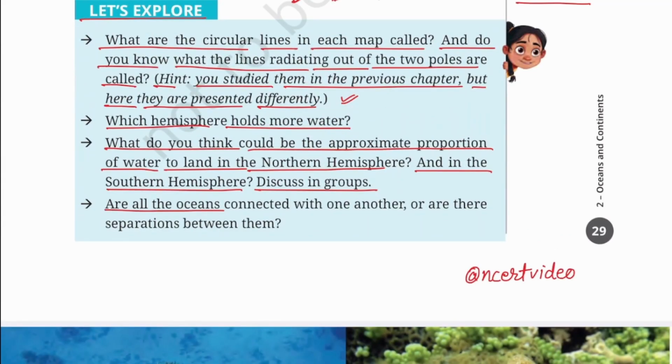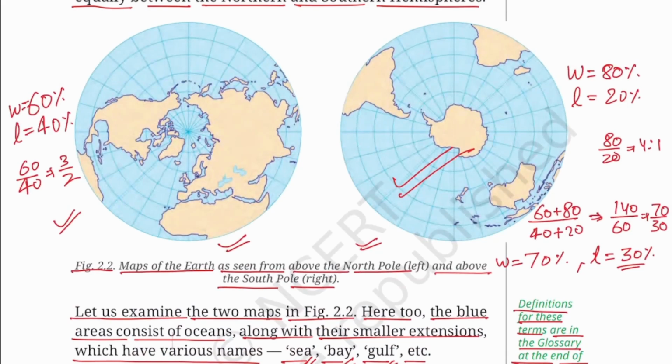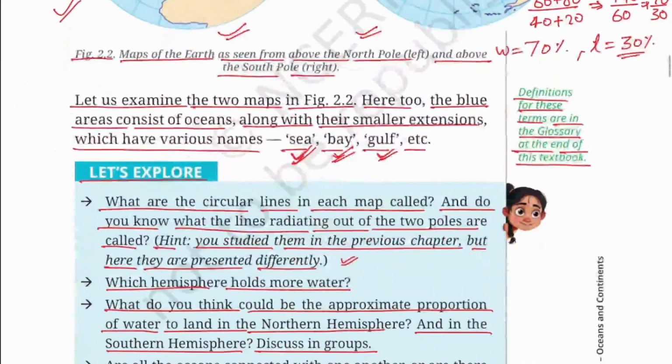Are all the oceans connected with one another, or are there separations between them? If you see the map of the earth, you can see all oceans are connected to each other. So they are connected.